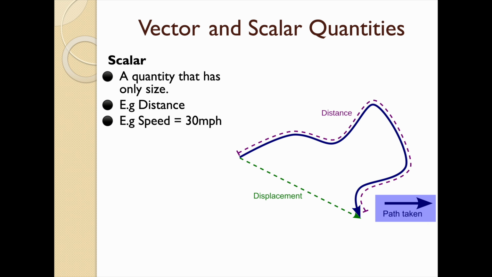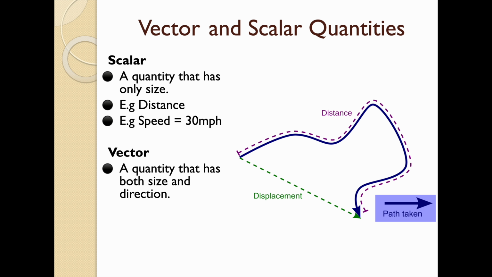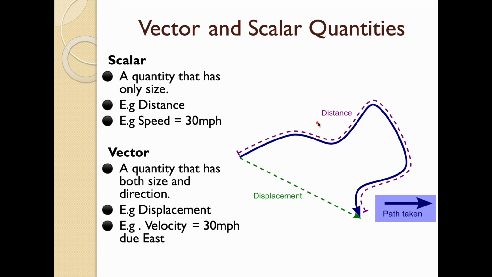Another example is speed. Speed is another form of scalar quantity. How fast are you going? 30 miles per hour. Now look at the difference between scalar and vector. A vector is a quantity that measures both size and direction. For instance, the displacement may be 10 meters. Let's say from here to here was 10 meters and this full distance here was 50 meters. Let me put that on so you can see it. Here was 50 meters in terms of distance, and the displacement was just 10 meters.